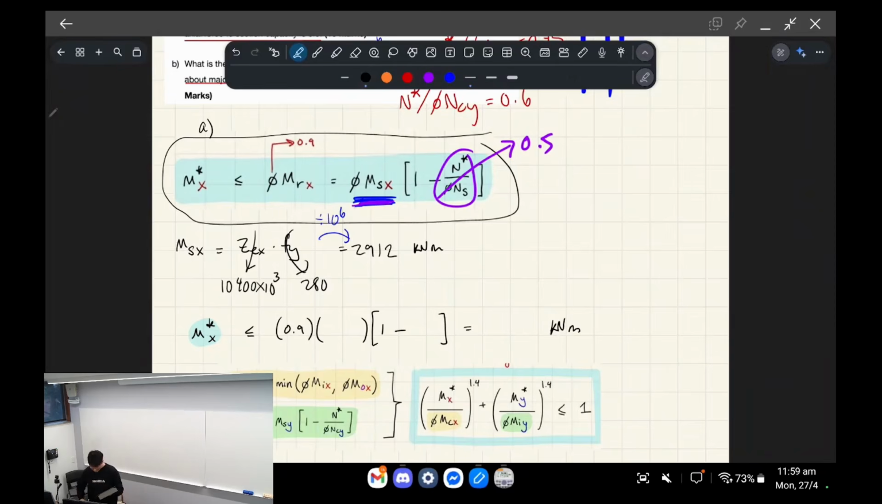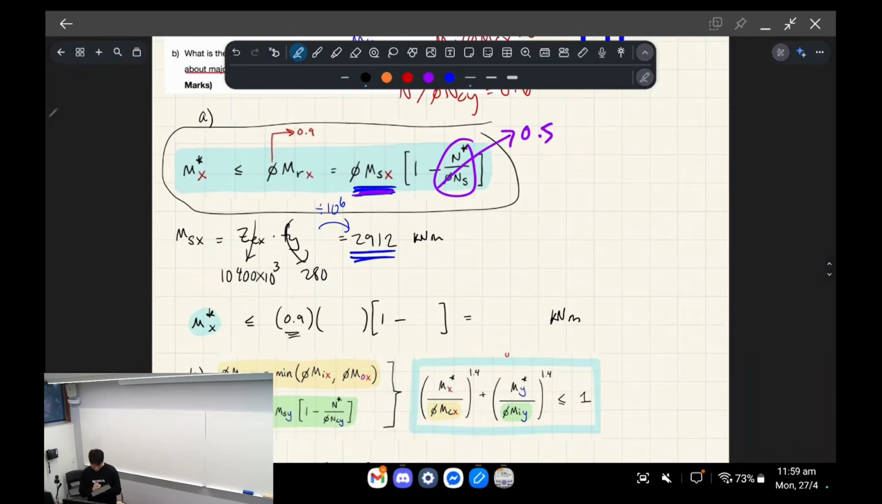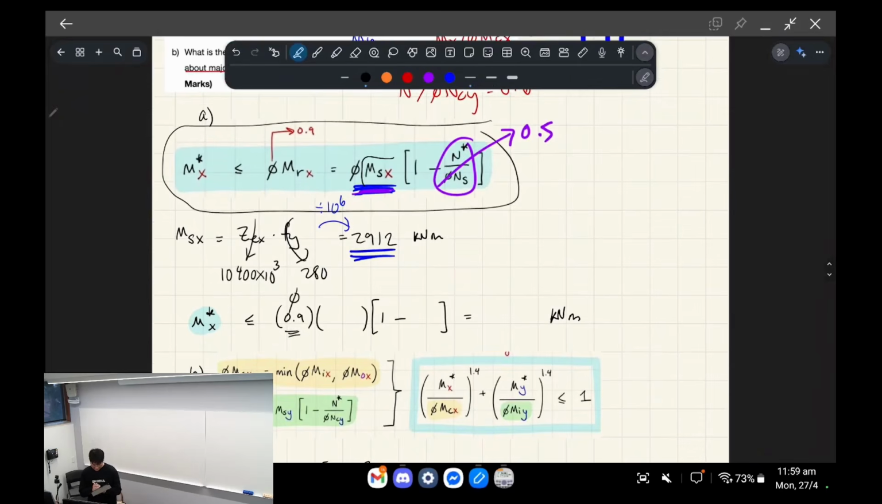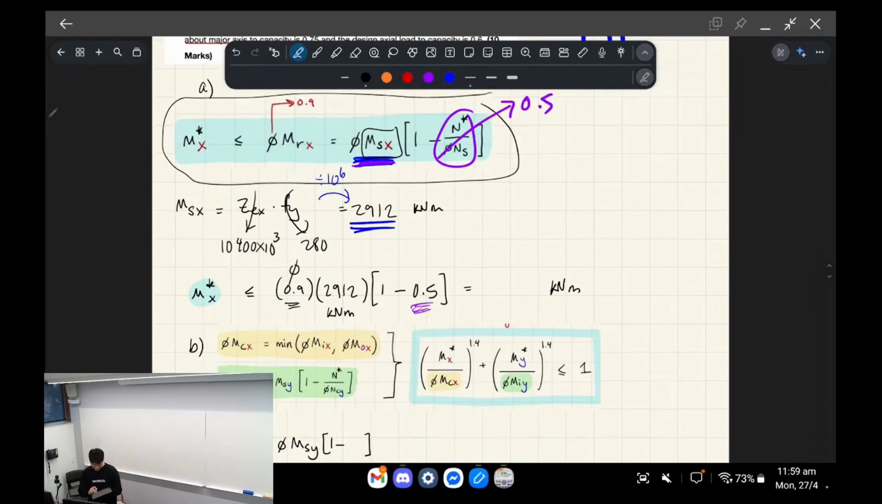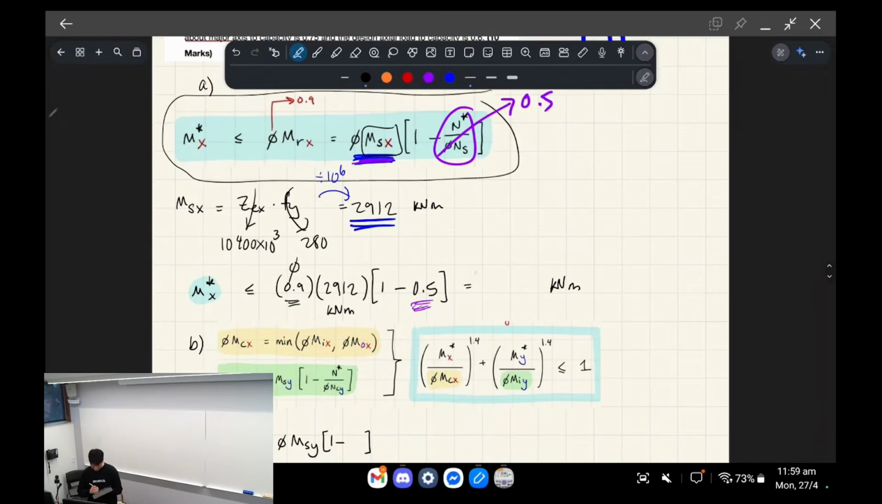And we can use that number and plug it in here. Oh, sorry, I've done it in a new line. Okay, so 0.9 was the phi value. MS, which is what we just worked out, is 2,912. So this will give us a value in kilonewton meters, right? We do 1 minus 0.5, which was given in the question. Okay, and this gives us the maximum moment was 1,310.4 kilonewton meters, right, of bending moment that could be applied.